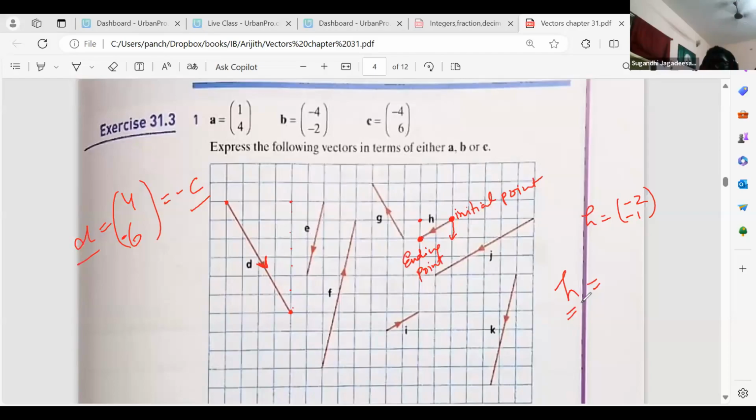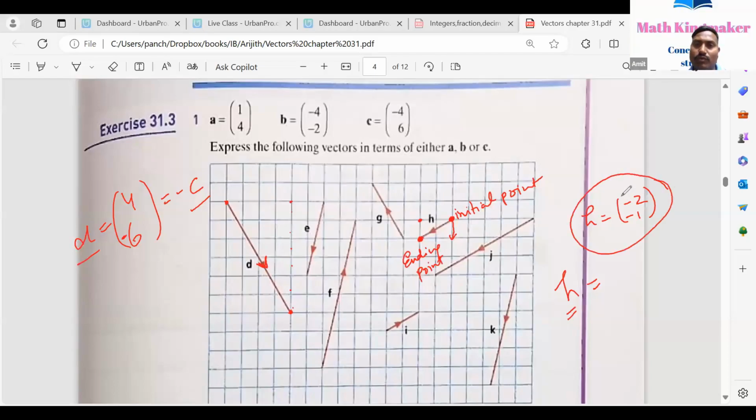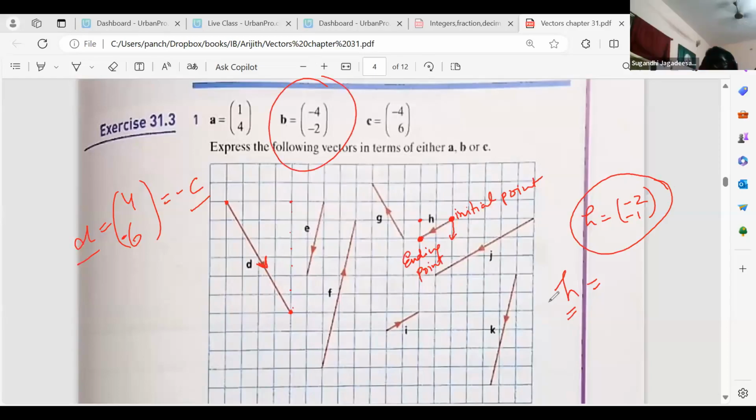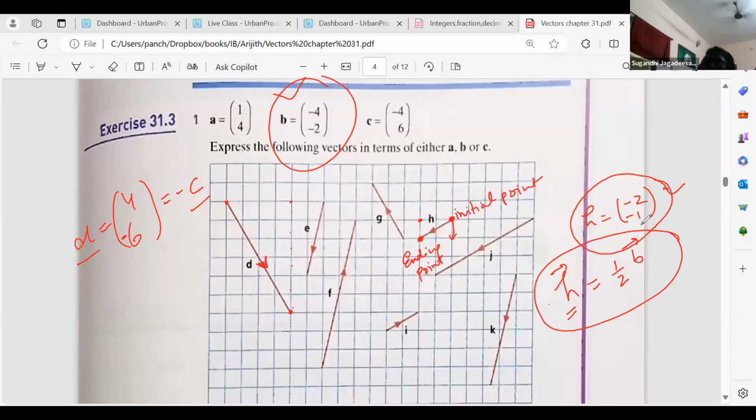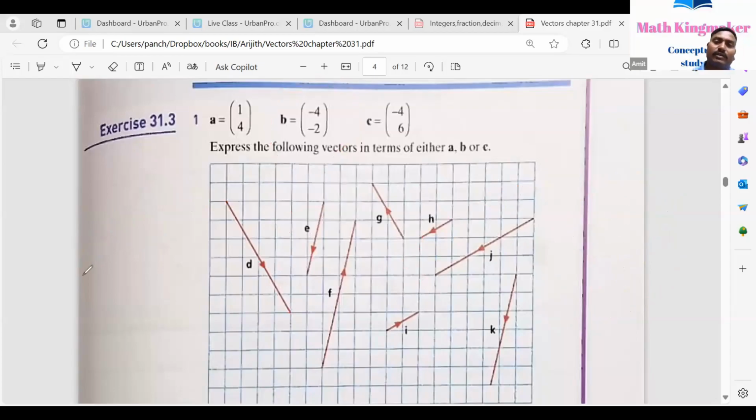Yes. See, if you multiply it by 2, is it becoming b, sir? Yes, sir. So h is equal to b by 2. So if I divide this b by 2, it can be h. So 1 by 2 b. I can write it as h equals 1 by 2 b, isn't it? Yes, sir. So like this, you have to represent these vectors. Okay.